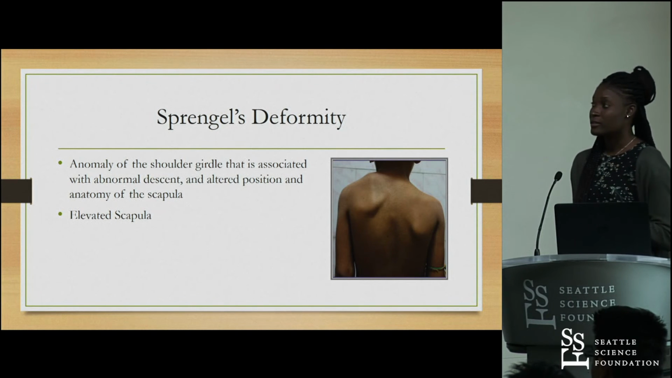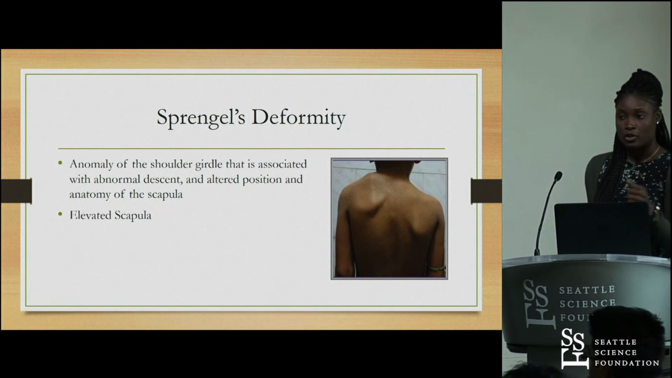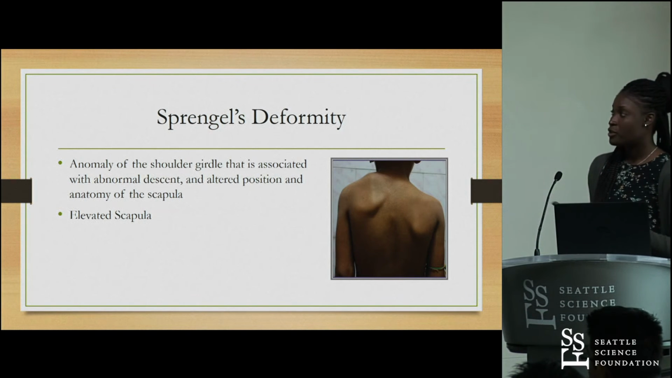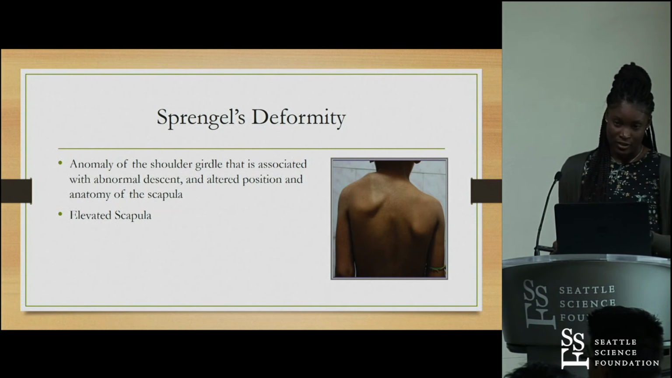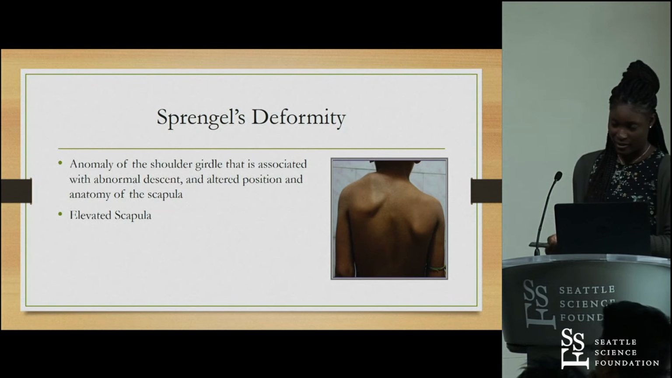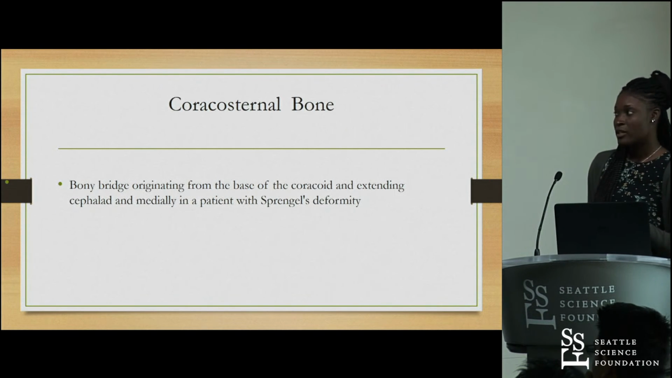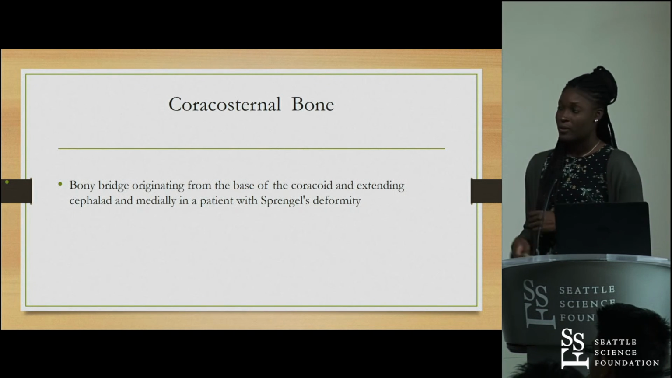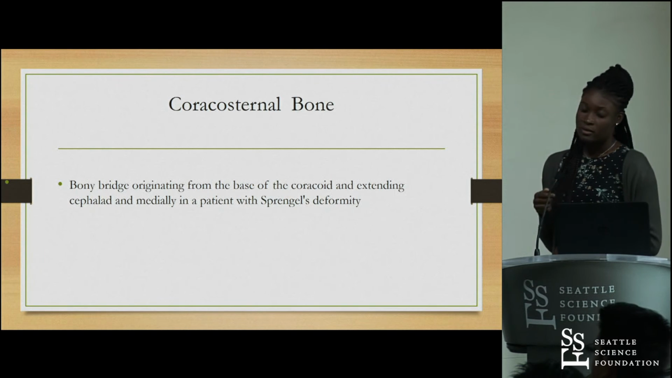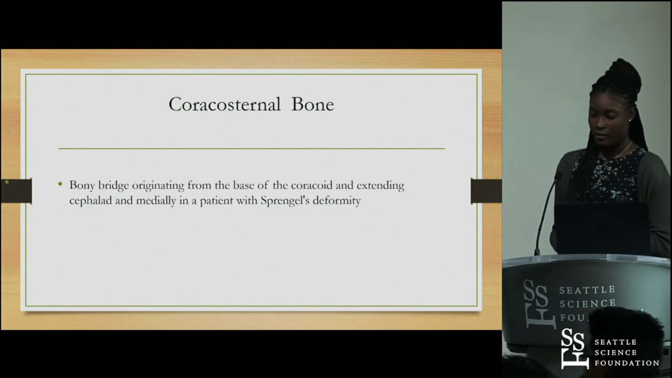Then you have Sprengel's deformity. It's actually a congenital deformity of the shoulder girdle itself. In this patient, you have one scapula presented more elevated than the other scapula. And since the coracoid process is attached to this, you tend to see a variation in the presentation of the coracoid bone, or the coracoid process. There's one interesting finding that they found in this patient: a coracosternal bone with a connection from the coracoid process to the sternal bone. And it's only been seen in patients with Sprengel's deformity.